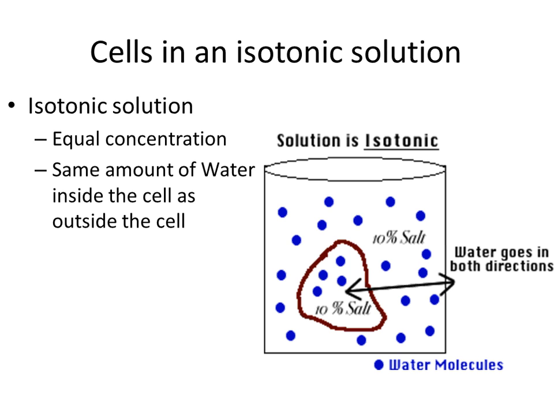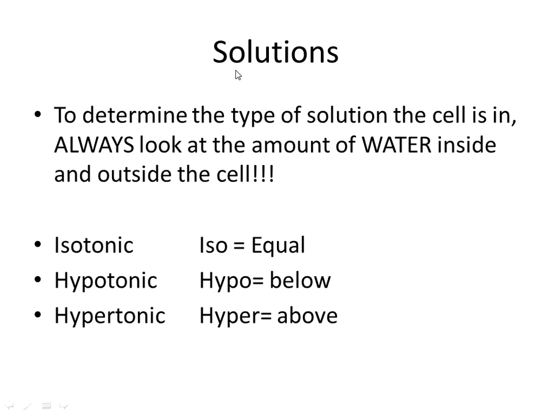Isotonic means equal. Types of solution, we are always going to look at the water. The water, how much water is inside or outside of the cell. Using your root words, iso means equal, hypo means below, hyper means above. Let's take a look at the hypotonic and hypertonic solutions.